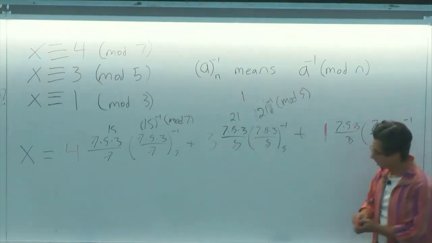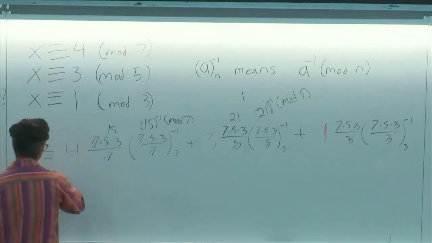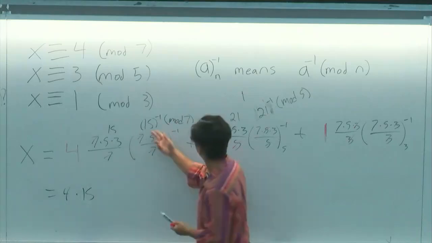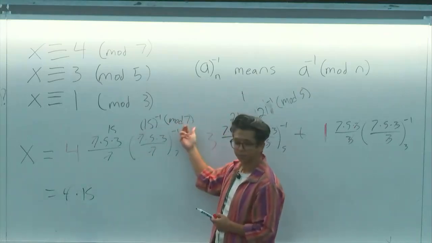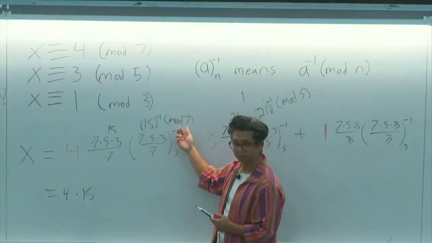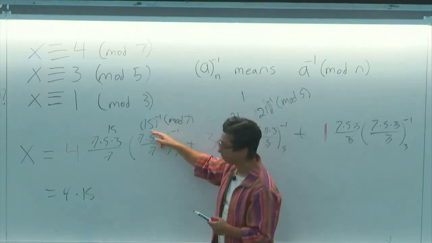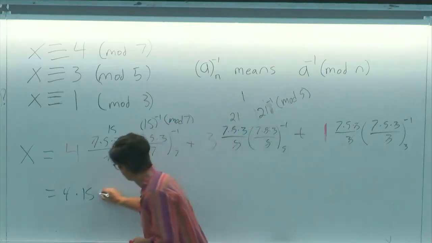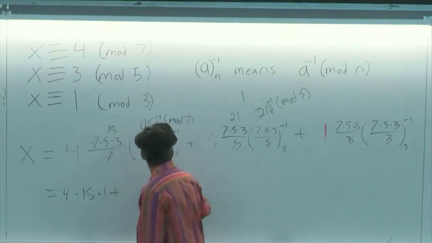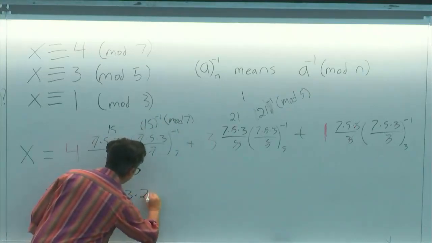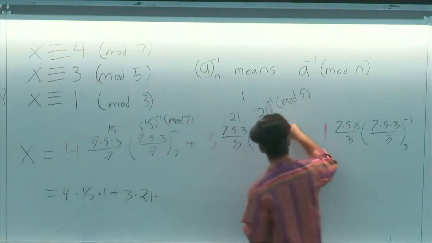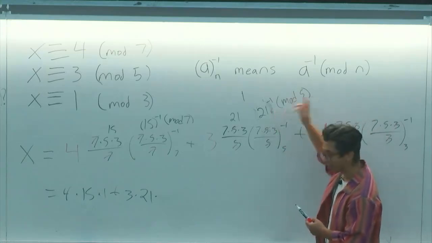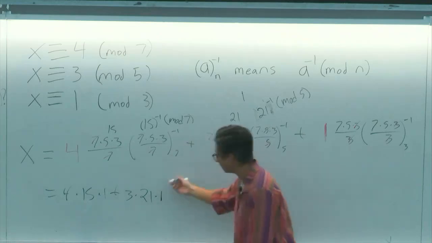That's the trick. So we can just finish this off and write it. That's 4 times 15 times 15 inverse mod 7. Well, first off, what's 15 mod 7? Just 1. 7 goes into 15 2 times with the remainder of 1. So the inverse of 1 is 1. So that just comes out to be easy. Then we get 3 times 21 times, OK, now what's 21 inverse mod 5? First off, what's 21 mod 5? 1. So 1 inverse. Again, this one becomes easy as well. 1 is its own inverse.